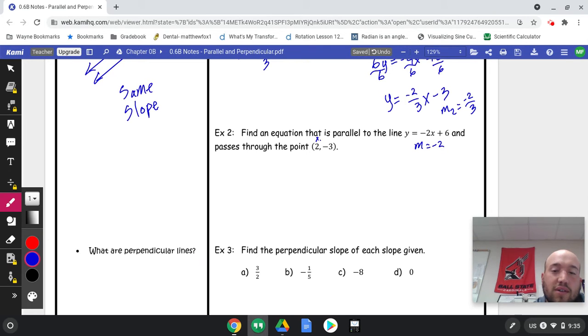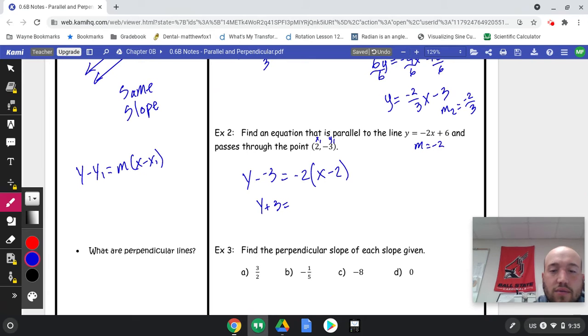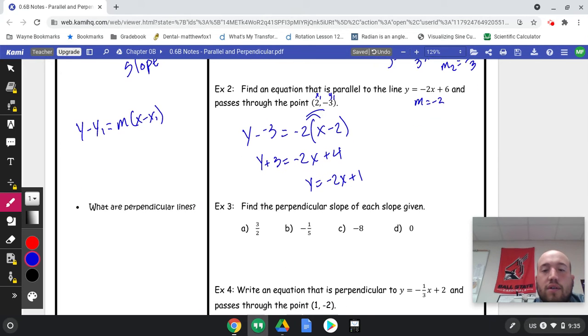Meanwhile, here's our point it's passing through, x1, y1. We can use our formula, remember, y minus y1, this is point slope form, equals m times x minus x1. So in our case, it'll be y minus negative 3 equals negative 2 times x minus 2. Okay, we distribute, well, first y plus 3 equals, then we distribute this in, negative 2x plus 4. Okay, we subtract the 3, y equals negative 2x plus 1, and we are done.